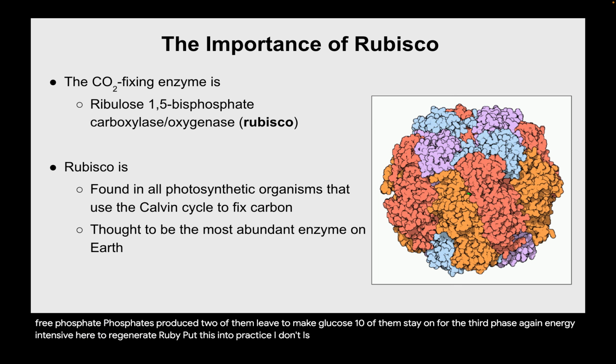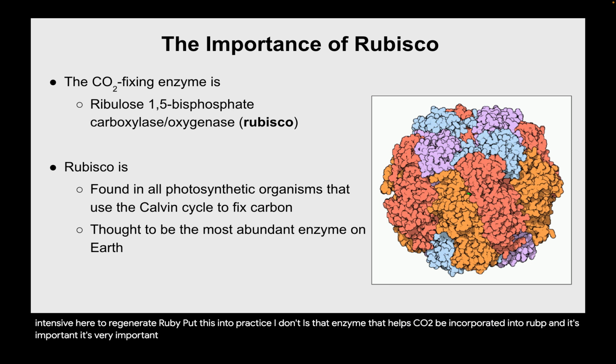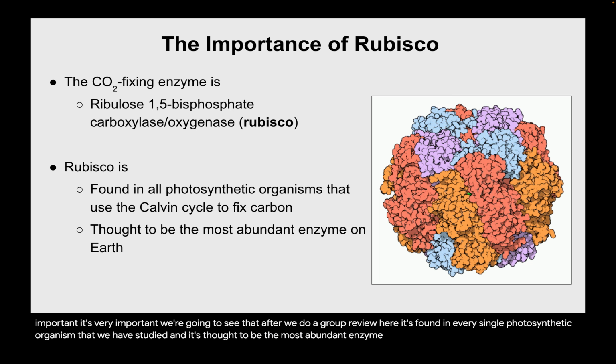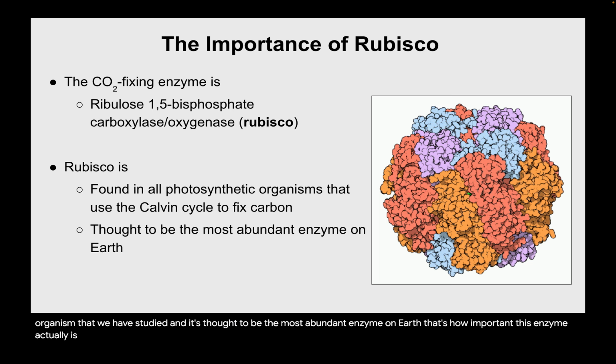Rubisco is that enzyme that helps CO2 be incorporated into RUBP. And it's very important. We're going to see that after we do a group review here. It's found in every single photosynthetic organism that we have studied, and it's thought to be the most abundant enzyme on Earth. That's how important this enzyme actually is. Because it's such an important enzyme, it would probably be good to know the name of this enzyme going into the exam on Friday.